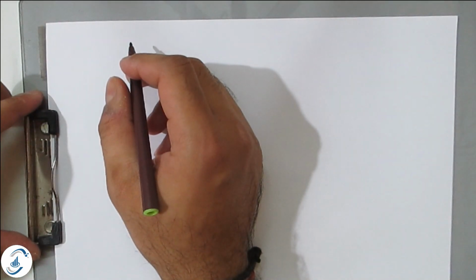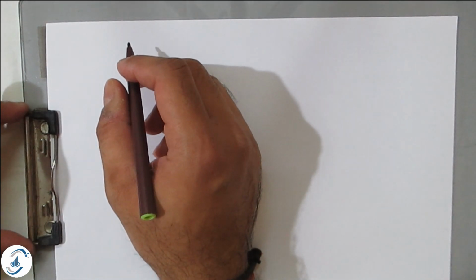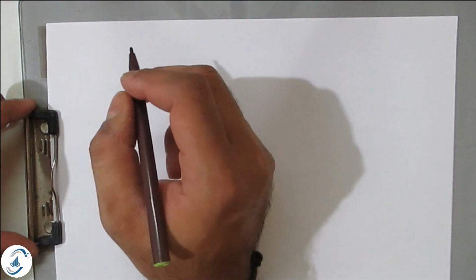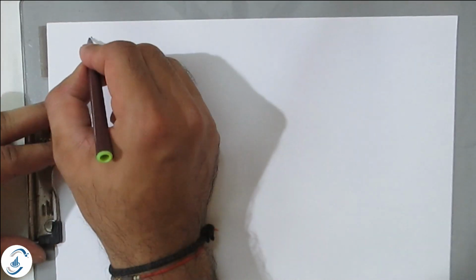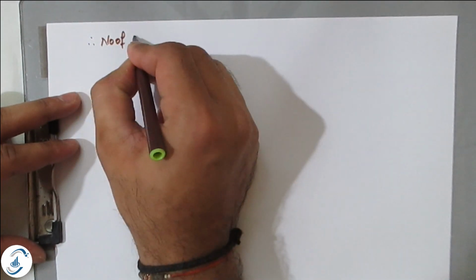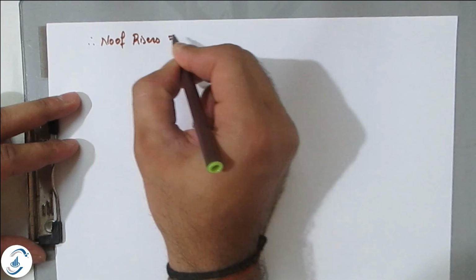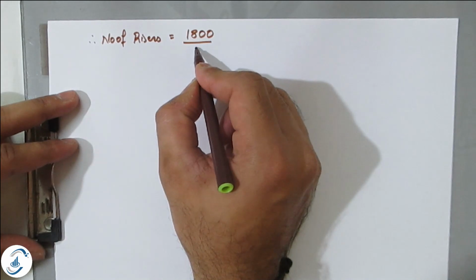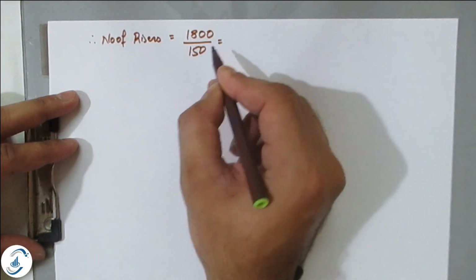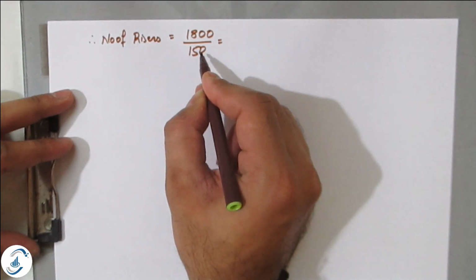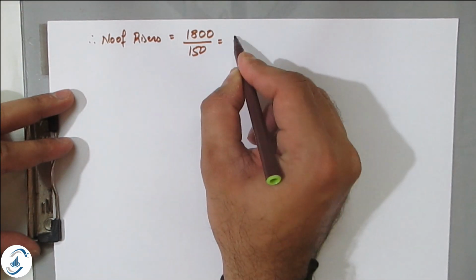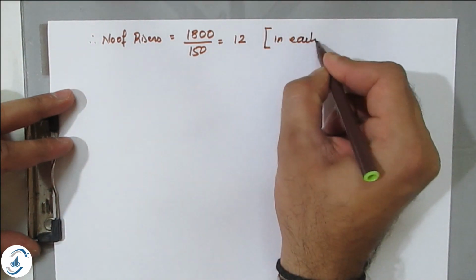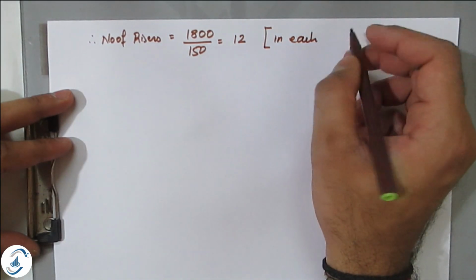Now once you have fixed the height of each flight, that is 1.8 meters in this case, you have to calculate how many risers are required for that flight. So number of risers is equal to 1800, that is the height of one flight, divided by 150, because the riser dimension we had assumed is 150 mm. When you calculate this, it will come as 12, in each flight. So 12 risers will be available in each flight.